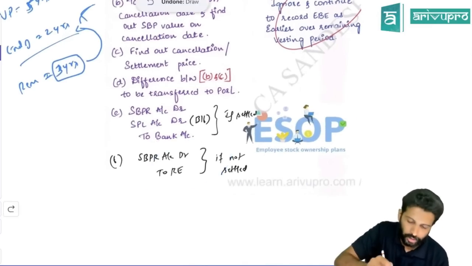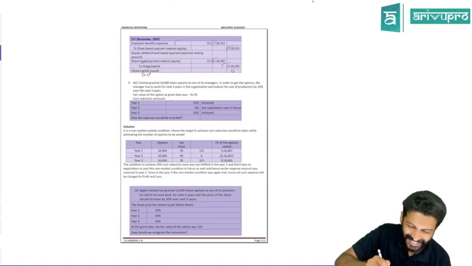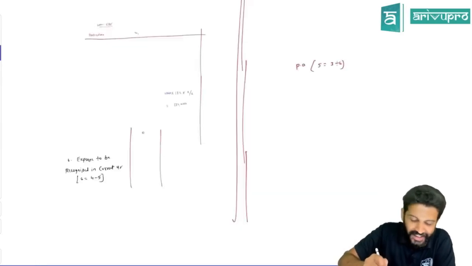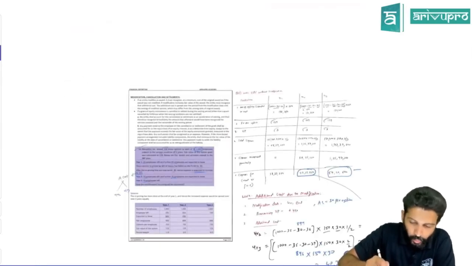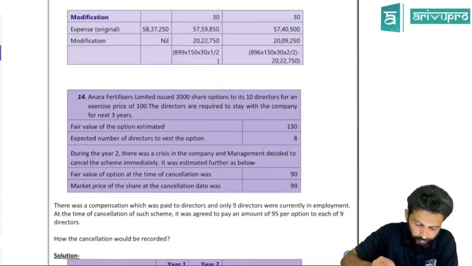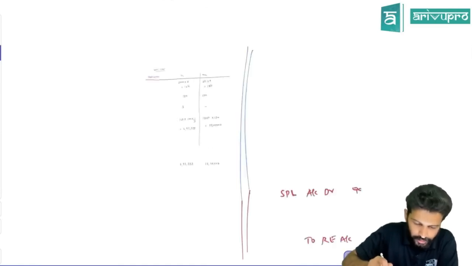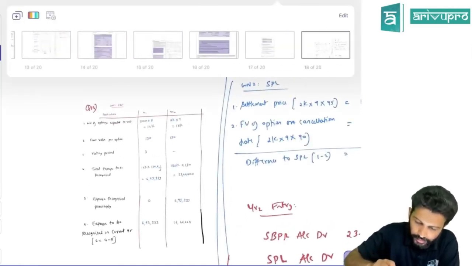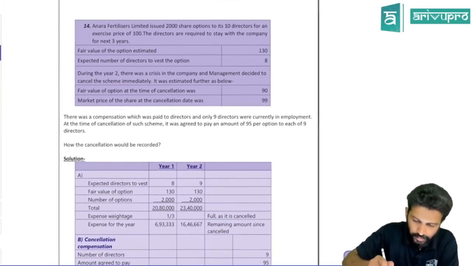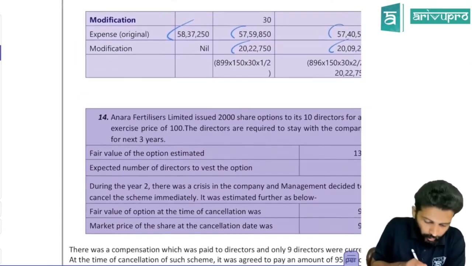Let's do a thing. I think all these are better learned with the help of numbers, no matter what we say. If you've done it before, you'll be able to understand it. If you're doing it for the first time, I think these are better learned with the help of numbers. So which question? I think question number 14. Okay, question number 14.